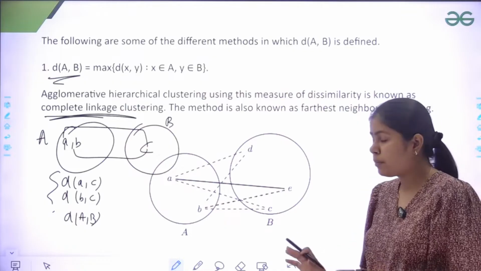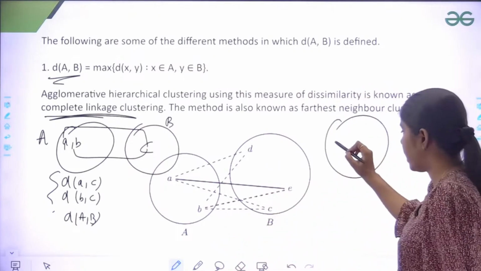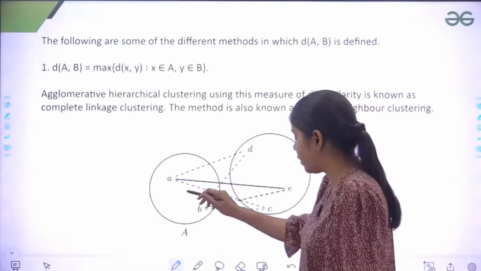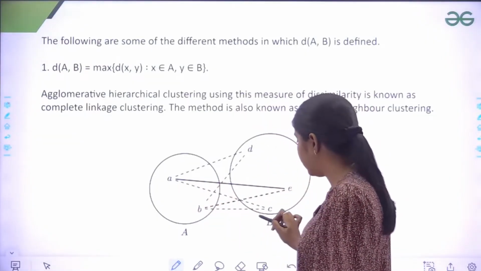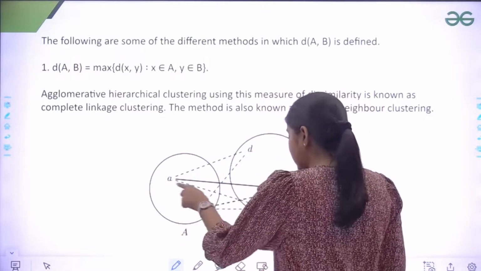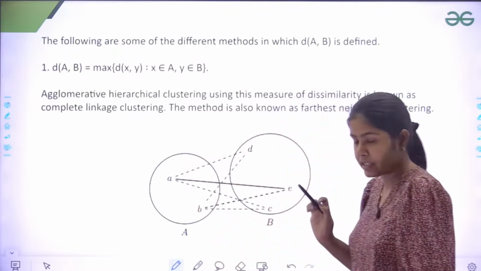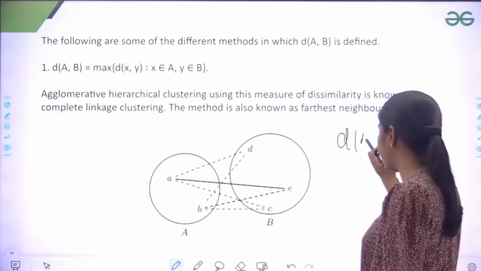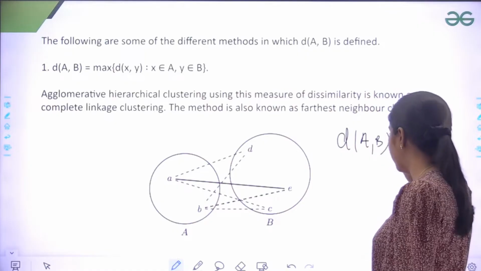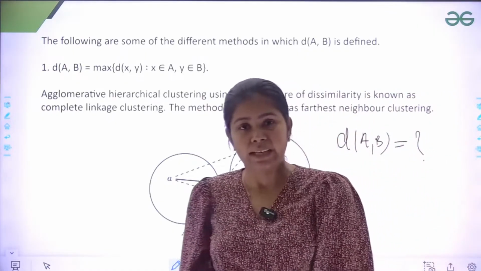So if you have two clusters, like you can see here, I have given two clusters a b, and in the other cluster we have d e. I'll find a with d, a with e, a with c, b with d, b with e, b with c, these distances, and whichever distance is maximum, I'll write that as my dAB. And that is called complete linkage clustering.